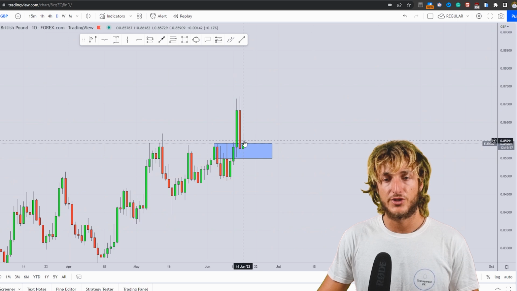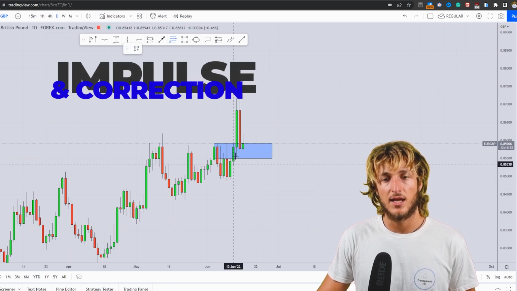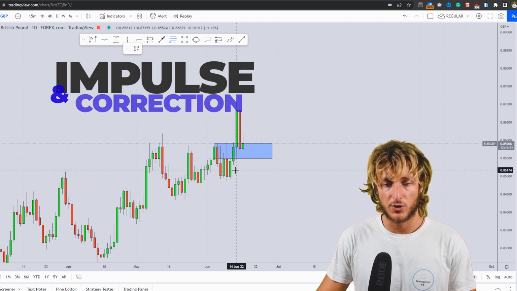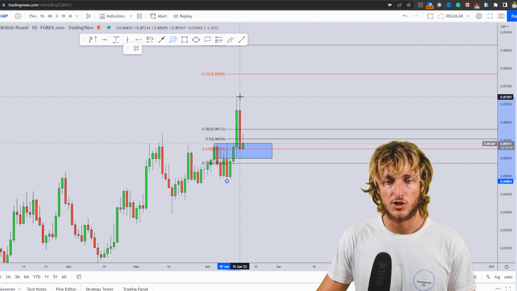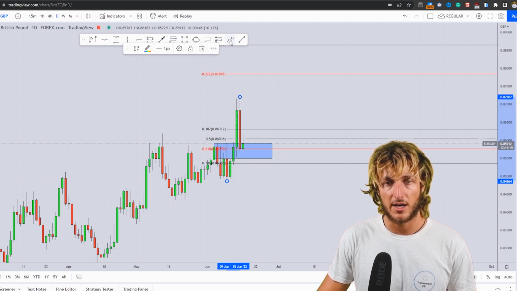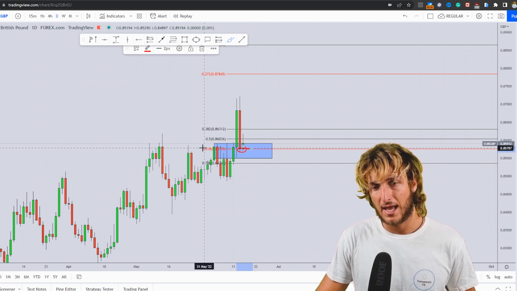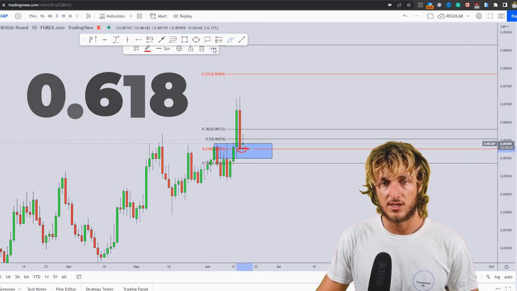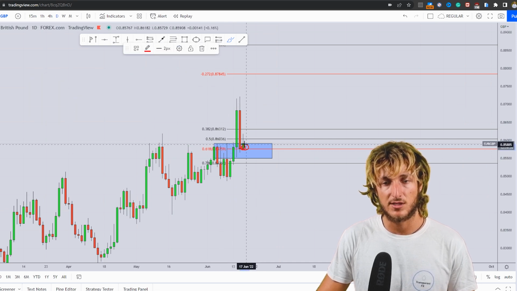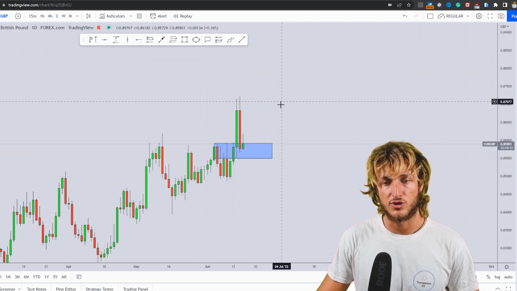We must also notice that here we have an impulse and correction. So once again, if we want to measure the impulse, we have to notice that the previous low is here and the high is here. So taking our Fibonacci from the low to the high, we can see how the market just stopped exactly at the 0.618 golden ratio of the Fibonacci taken on this daily impulse, which is a very strong demand and support area, from which a rejection higher definitely seems a possibility.